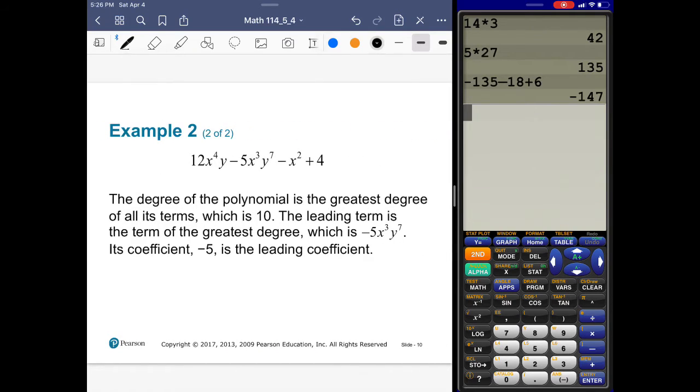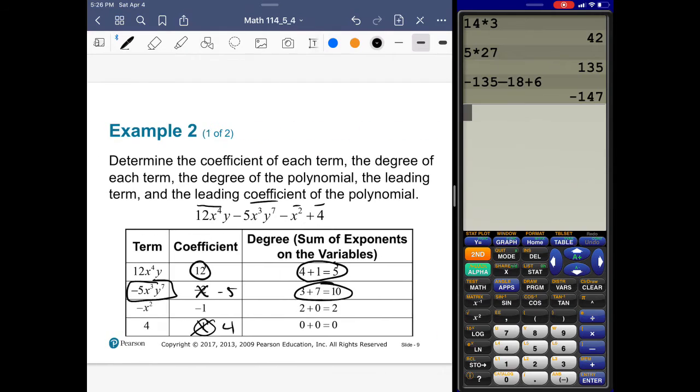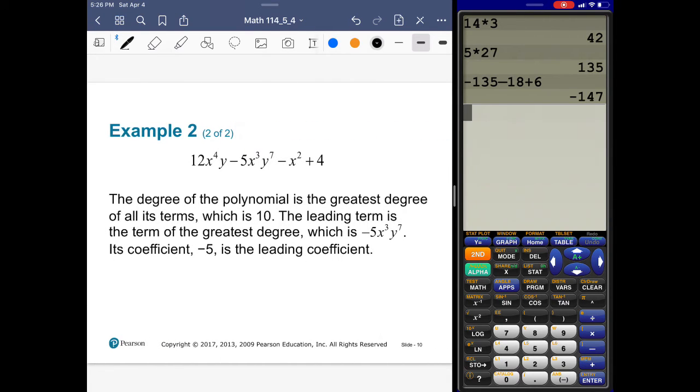Now the degree of the polynomial: which one's the biggest one? Well, the biggest one is this one. So our degree should be 10 because of this right there. And the leading coefficient would be -5.